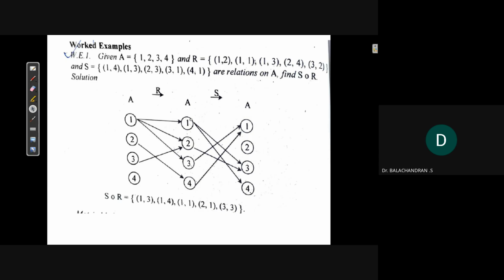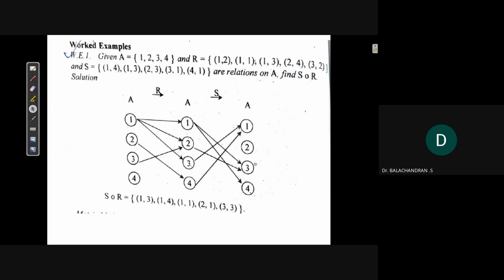First, from here to here, R. From here to here what? You should put arrows, yes. From this, 1 goes to 1, 1 goes to 3. So 1 comma 3. 1 goes to 1, 1 goes to 4, 1 comma 4. Similarly, you should write the elements. So this is the ordinary method.